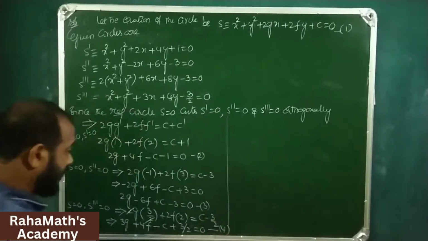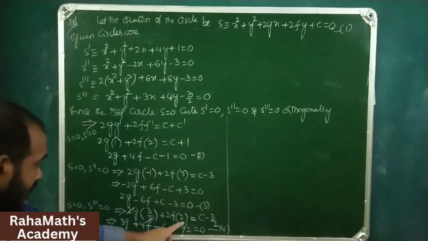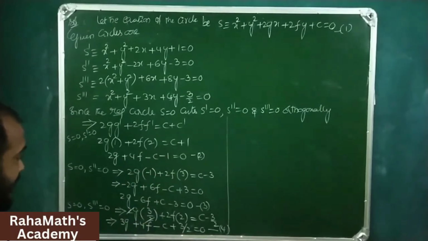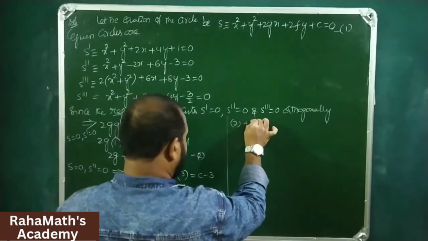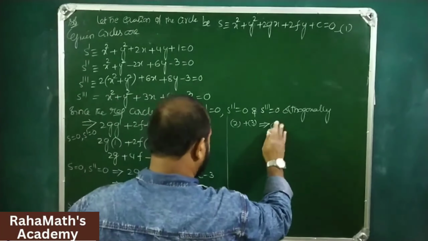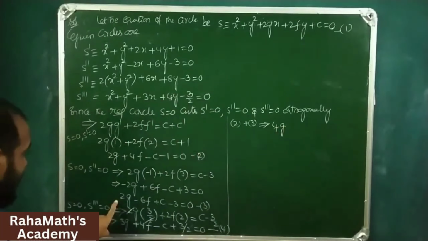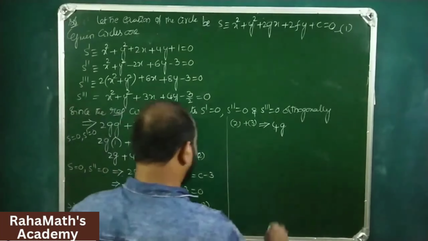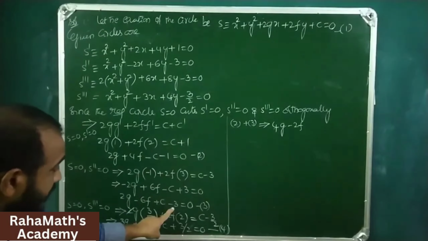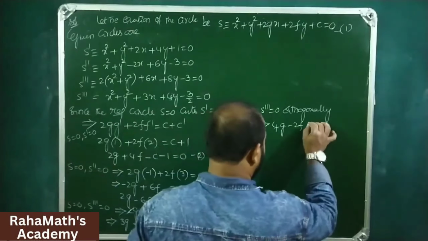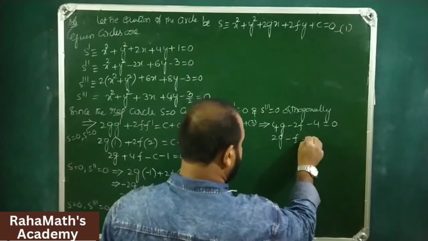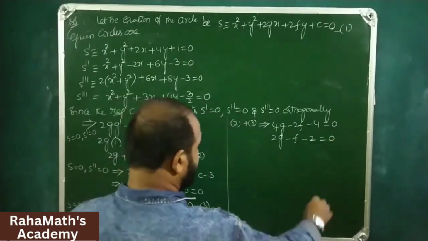Now, what I am doing is, third equation and second equation I will add. Then minus C plus C will be cancelled. So second plus third gives rise to 2G plus 2G is 4G. Next, 4F minus 6F is minus 2F, minus C plus C gets cancelled. Minus 1 minus 3 is minus 4 equals 0. So 2G minus F minus 2 equals 0. So this is the fifth equation.